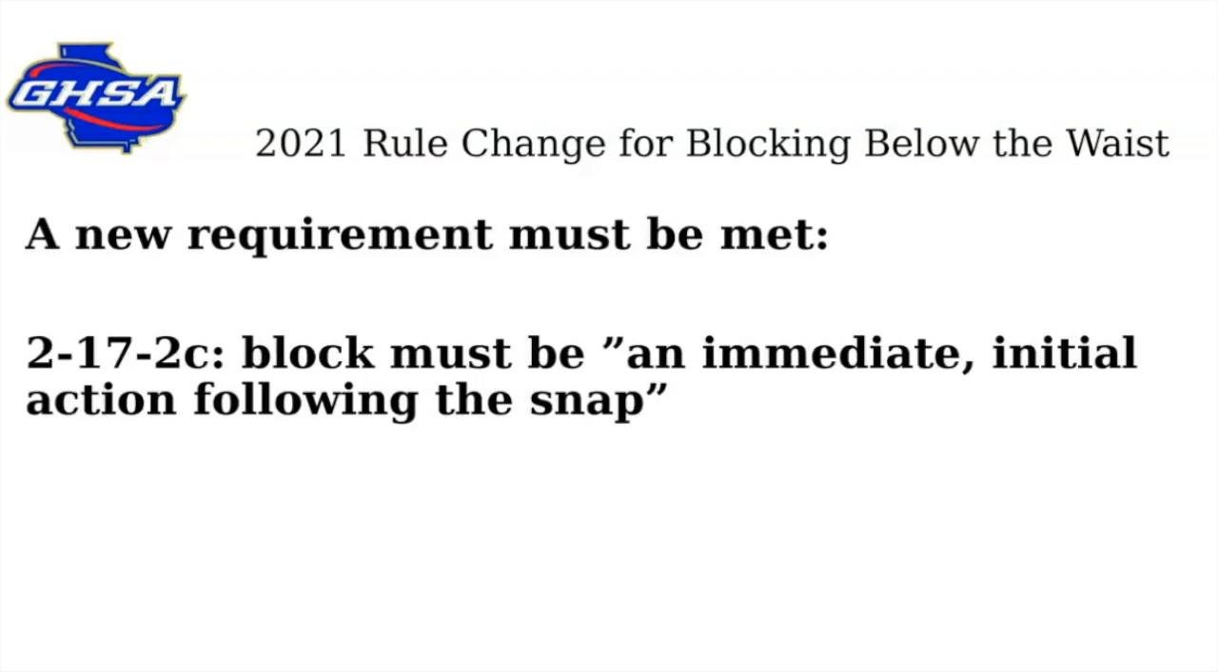This rule does not specify that. This rule is basically saying even if the ball is in the zone, the new requirement is the block must be an immediate initial action following the snap. Again, we have to wait really till we get the rule book or see the actual wording, but what we do know is that this is a requirement added onto the existing requirements.